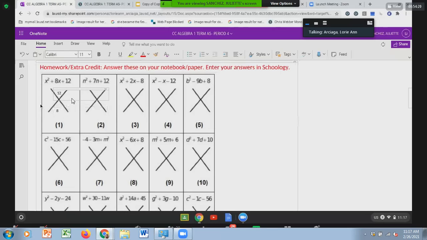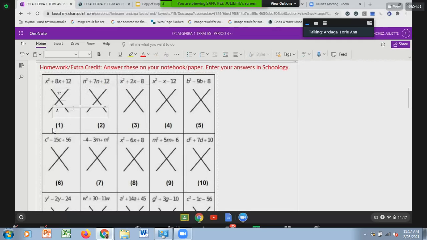Next, on top of the X, can you put 12? Yeah, there. Okay. So the first thing you have to know is what goes on top, what goes to the bottom. So now you need to find two numbers that multiply to 12 and add up to 8. If you don't want to hear the extra credit, you may leave, honey. That's fine. So can you tell me what two numbers multiply to 12, but when you add them, it's 8?